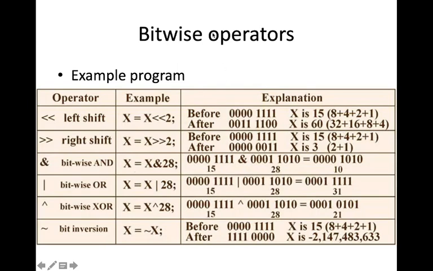So these are the bitwise operators. For left shift, x equal to x shifted by 2: if x value is this one, x is 15 actually. This is the binary equivalent of 15. We need not worry about how we got this; you ignore this part. So this is the binary value of 15.